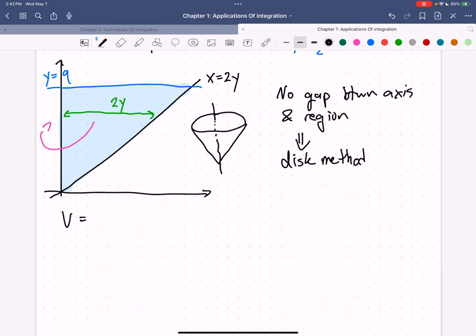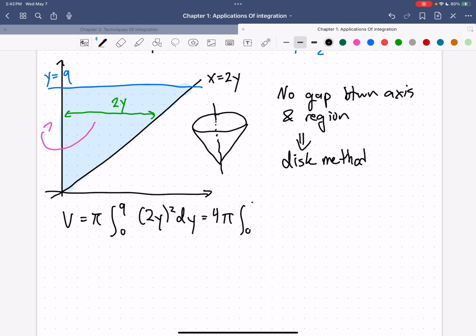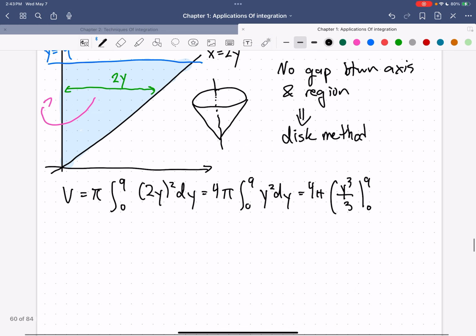And so our volume is pi, integral from 0 to 9, of (2y) squared dy. And if we actually compute this, we can take the 4 pi out, then we get the integral from 0 to 9 of y squared dy. So that's 4 pi y cubed over 3, evaluated at 0 and 9, which just gives us 4 pi 9 cubed over 3.